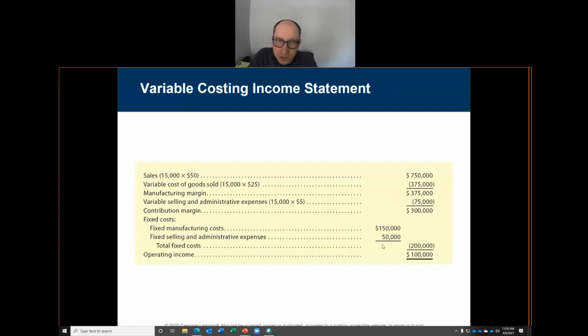Now, let's look at the same exact concept under variable costing. Sales price, still $50. We sold 15,000 units, 750,000. Now, here's where it gets different, okay? We have, and remember, this is variable costing, that's why we separate them out. Variable cost of goods sold, $25 per unit times the 15,000 gets us to $375,000. Sales minus variable cost of goods sold equals manufacturing margin.